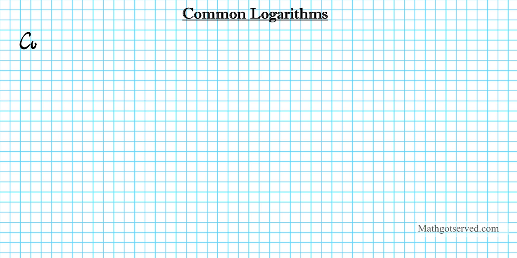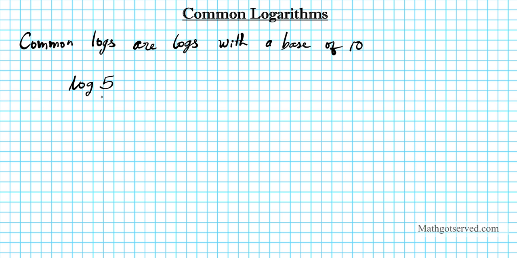So common logs are logs with a base of 10, right? For example, log of 5 is a common logarithm. Why is that? Because it doesn't have a base. So if there isn't any base included, the default base is base 10, okay? So if you see any logarithm without a base, you just automatically know that the base is base 10, okay? So that's known as common logarithm.